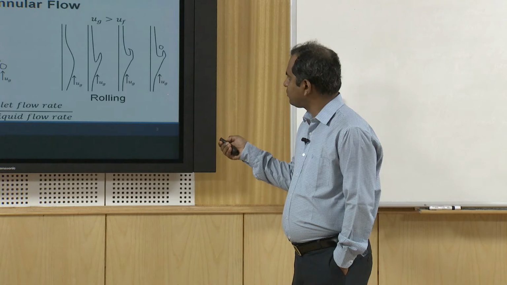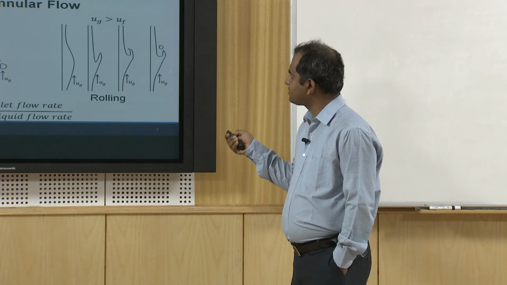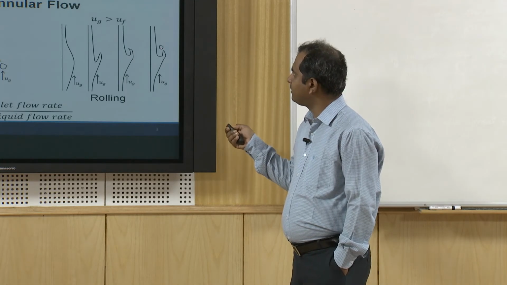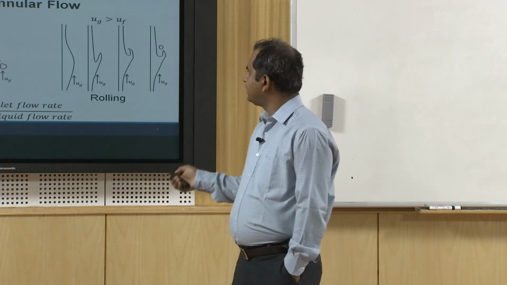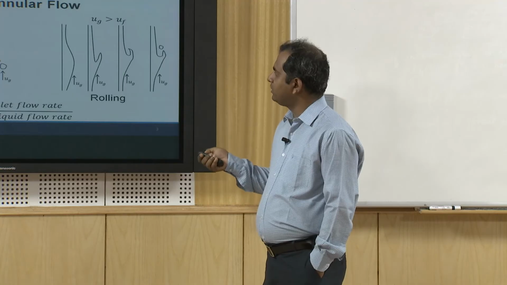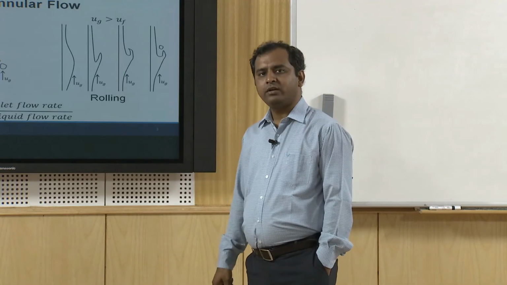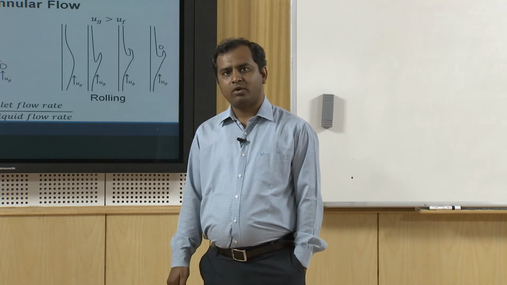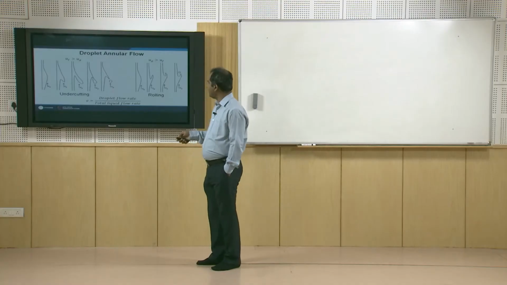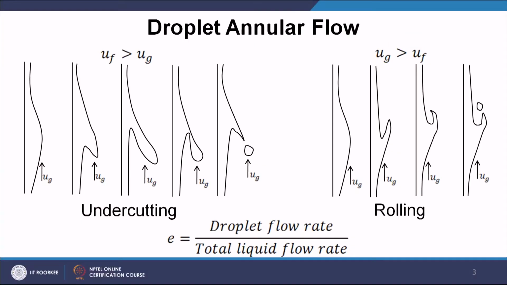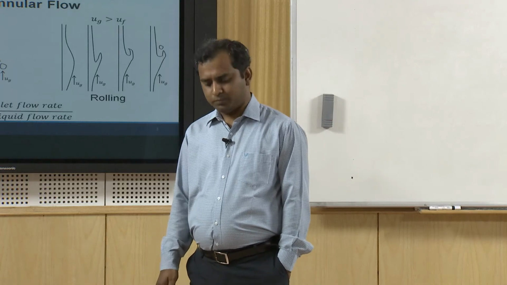Now, this fast moving gas over here will be picking up this droplet and taking it into the core. So, these two phenomena are important for the generation of droplets from your annular flow. The first one we name undercutting, and the second one is called rolling. These two phenomena are very important for droplet generation in annular flow.